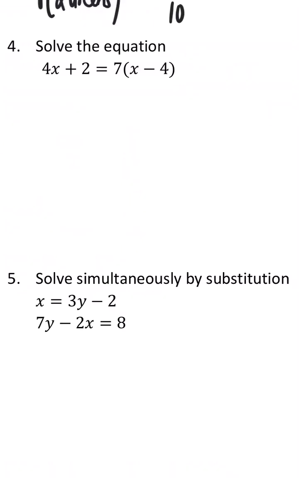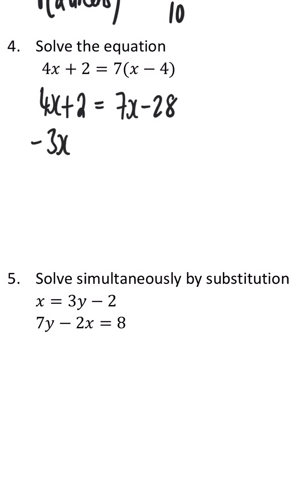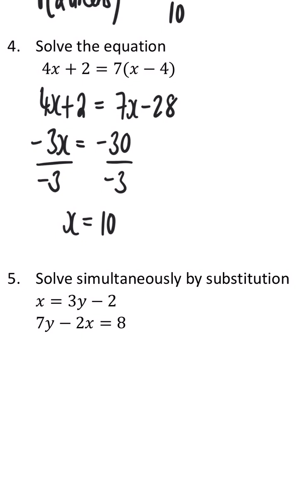Nice easy linear equation here. What have we got? We've got 4x plus 2 is equal to, expanding out, 7x minus 28. Collect your x's on the left. Negative 3x is equal to negative 30. Divide by negative 3, divide by negative 3 to get x is equal to 10.